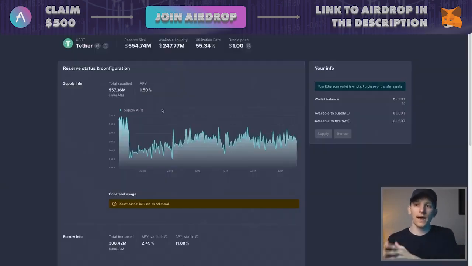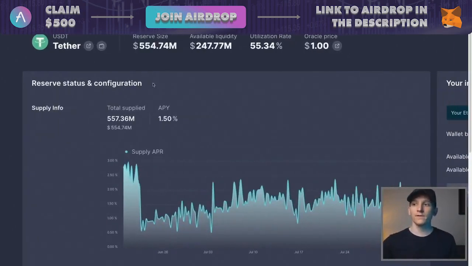You can come down to any single asset. We've got a US dollar tether right here, and you can see the available liquidity, 250 million, but the utilization rate is actually quite low. 55% of the collateral is being borrowed right now. This is typically very low. So what this tells me is that crypto's in a risk-off environment right now. Not many people want to borrow dollars to go and speculate on other projects.